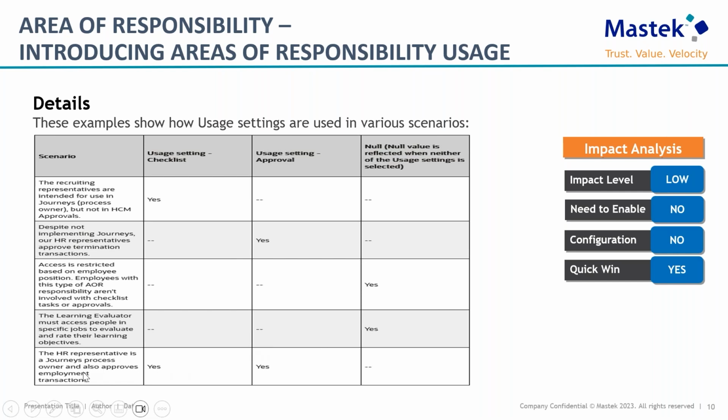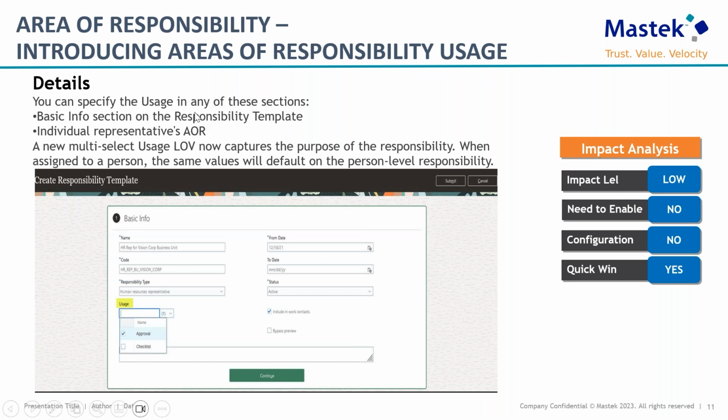And lastly, the HR representative is a journey process owner, and also approves employment transaction. In such a case, checklist and approvals both can be checked in as a usage setting. So you can specify the usage in either of these sections: basic information section of area of responsibility or individual representative AR. Now a multi-select usage LOV, list of values, captures the purpose of responsibility when assigned to a person. The same values will be defaulted on the person level responsibility as well. As you can see, here is a multi-select usage LOV.